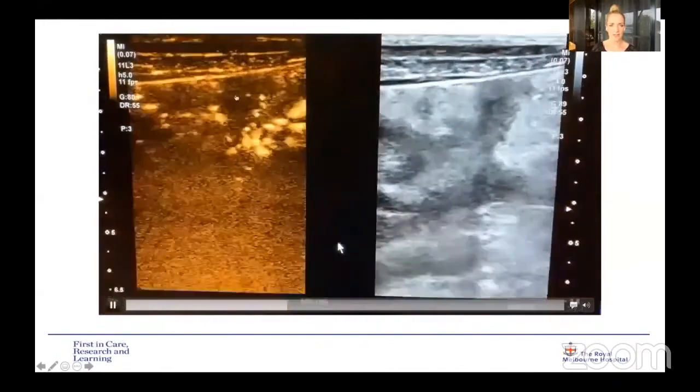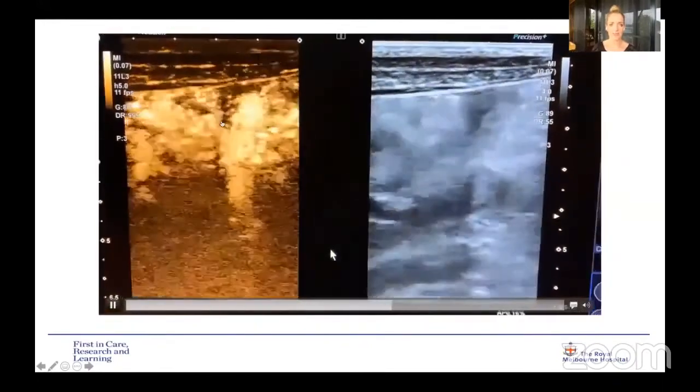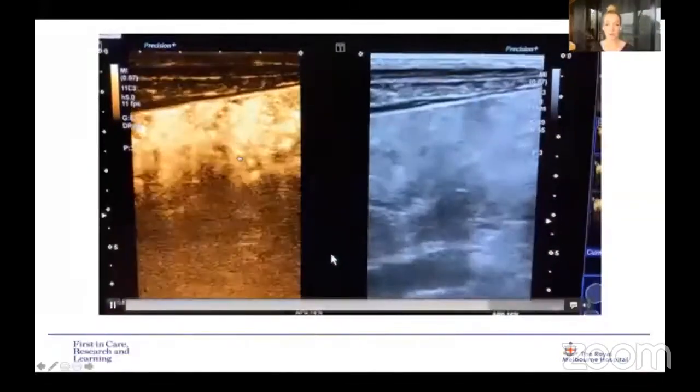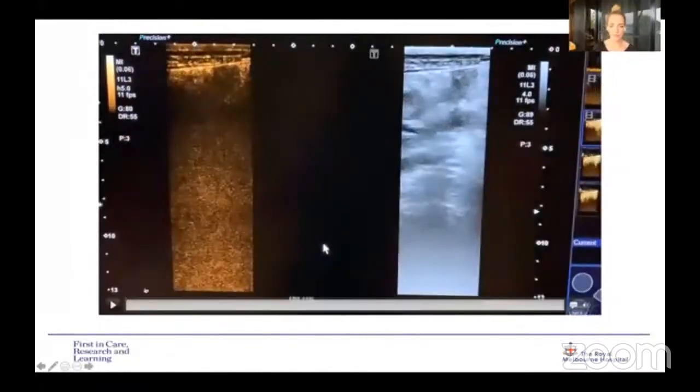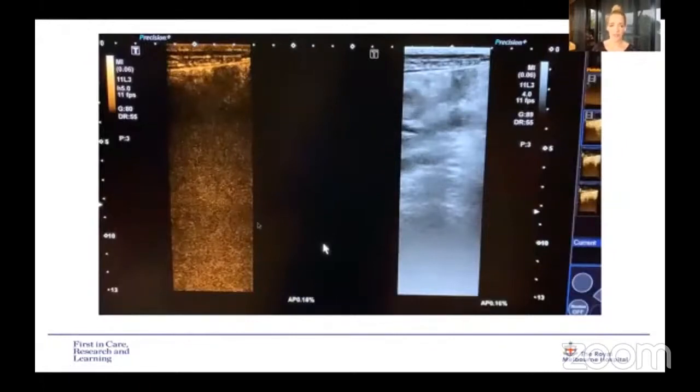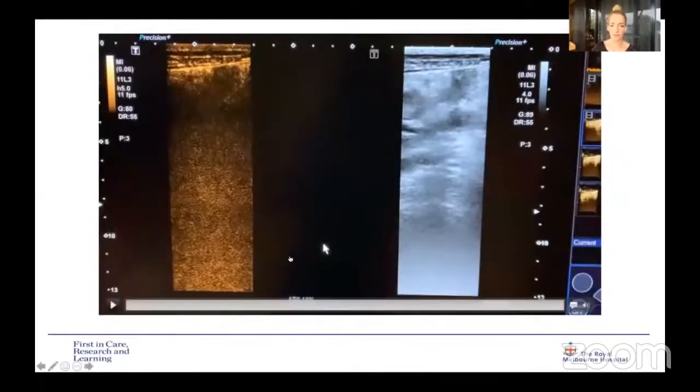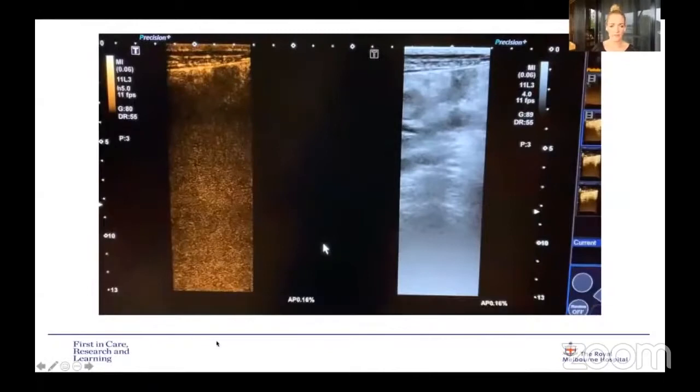You can see this area here. And as you can see, the contrast completely filled the area. So we weren't worried about any pus. We did put her on some antibiotics, but we also then gave her high dose infliximab, and she responded remarkably well. All of her symptoms have improved. She's been discharged from hospital for continuation of her infliximab.